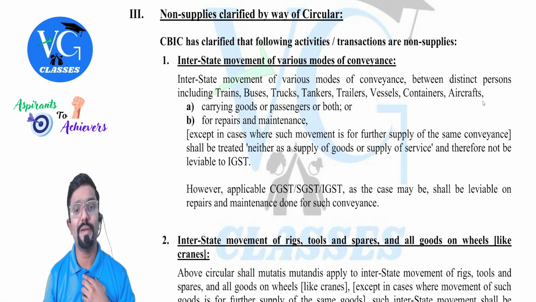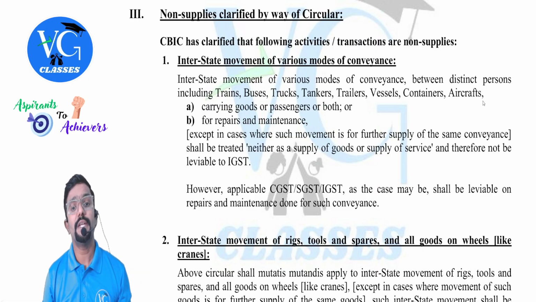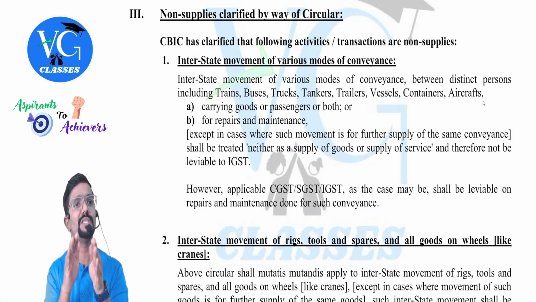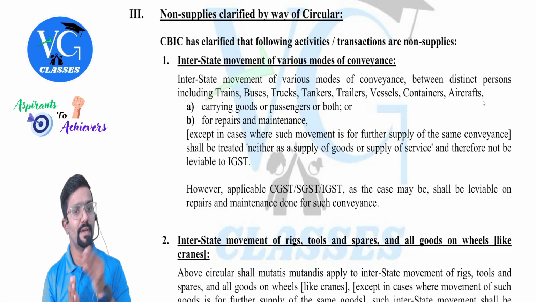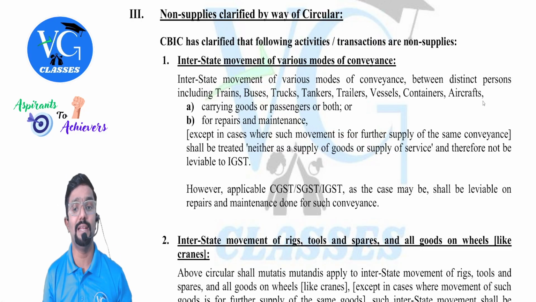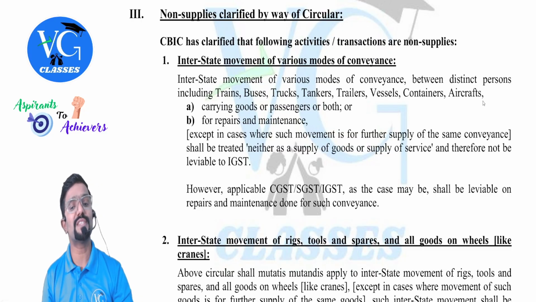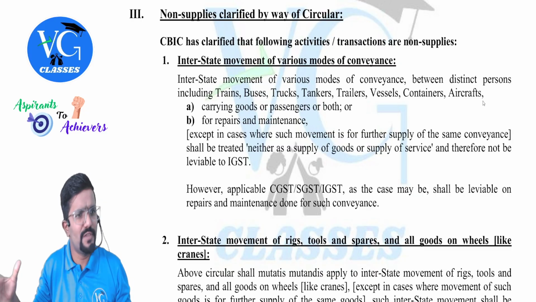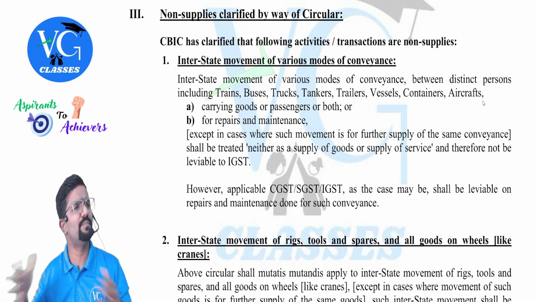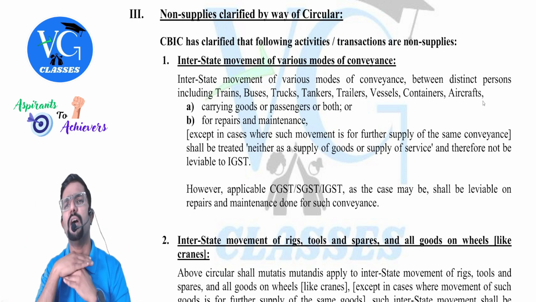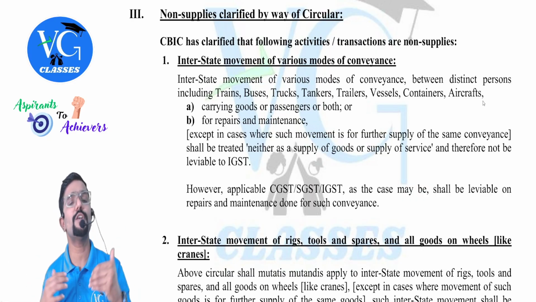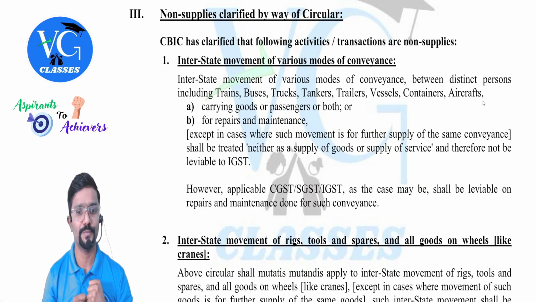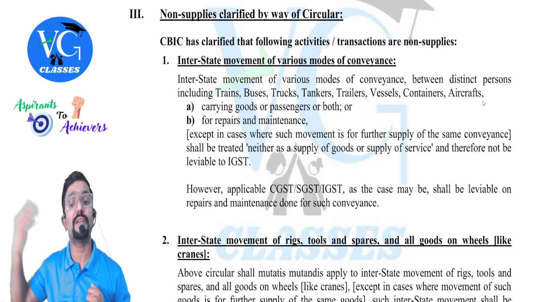Chalo. Interstate movement of various modes of conveyance between distinct persons. Who is a distinct person? We already understood. Who is registered separately, including train, bus, truck, tankers, trailers, vessels meaning ship, containers, aircraft, carrying goods or passengers or both, or for repairs and maintenance. So if there is a movement of any of these modes of transport, guys, train or aircraft or ship or truck, vehicle or bus, anything, for carrying goods or passengers, except in case where such movement is for further supply of the same conveyance.